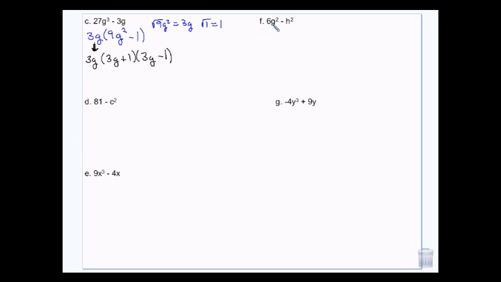Here I have 6g squared and h squared. 6 is not a perfect square, is it? So this is prime. I can't factor it. 81 and c squared: the square root of 81 is 9, so that is a perfect square. So I have 9 plus c, 9 minus c.